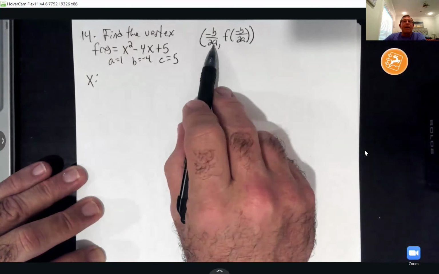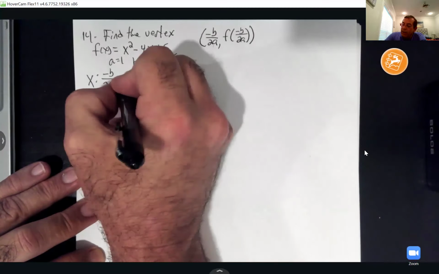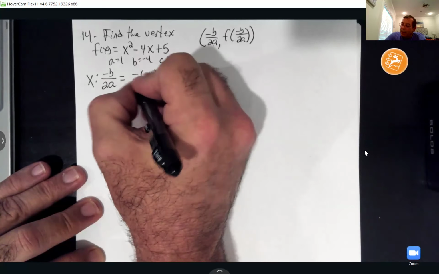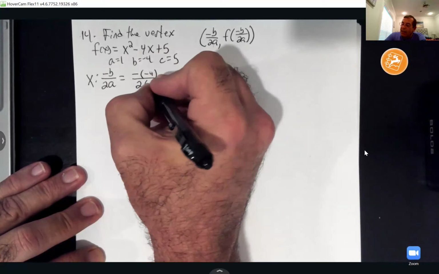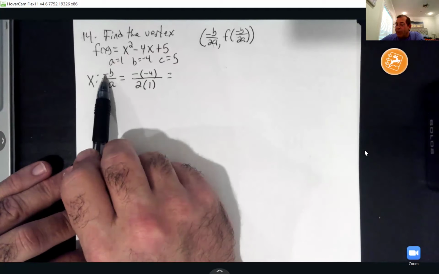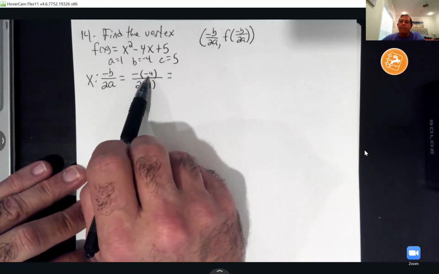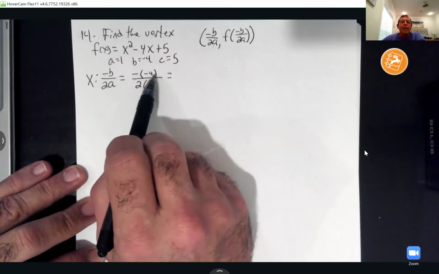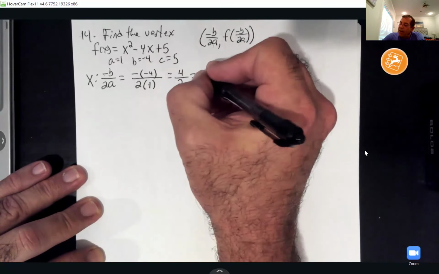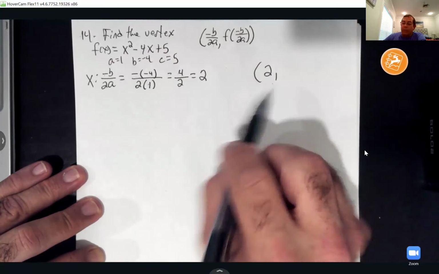So I'm going to get the x value first by doing negative b over 2a. So that'll equal a negative times -4 for my b, over 2 times the a, which is 1. So y'all, it's really important that you bring this negative over and then put in your -4, okay? All right, so let's see. Negative times negative makes a 4. 2 times 1 is 2. And 4 divided by 2 gives me 2. So I know the x-coordinate is going to be a 2.